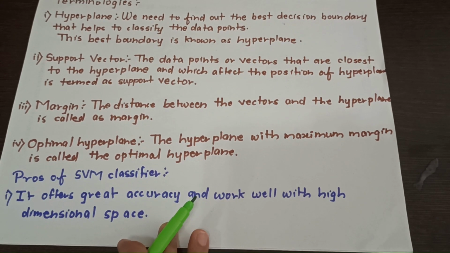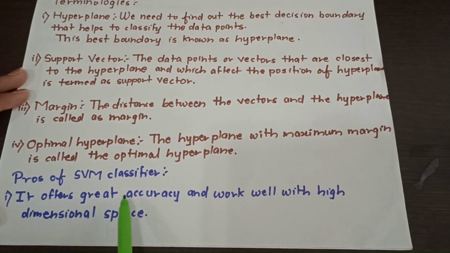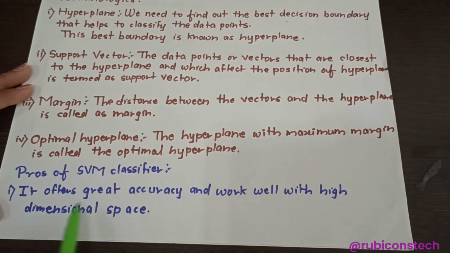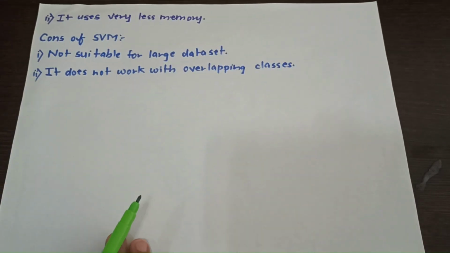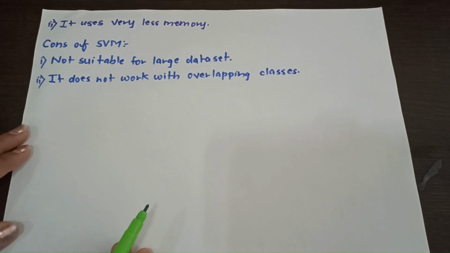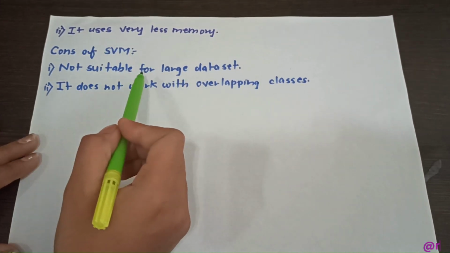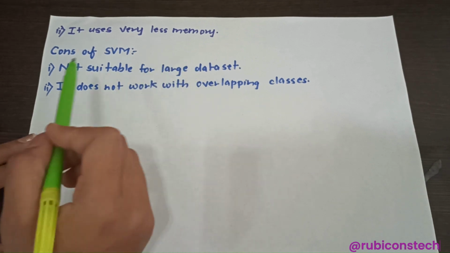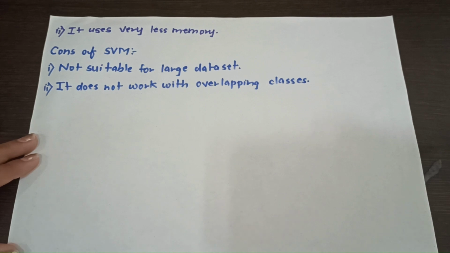Now we will see some of the advantages of SVM classifiers. It offers great accuracy and works well with high dimensional space. Second, it uses very little memory. On the contrary, there are some disadvantages of SVM. The first one is that it is not suitable for large data sets, and second, it does not work with overlapping classes.